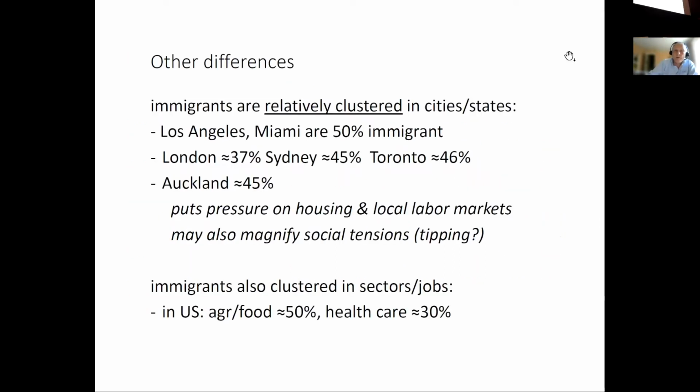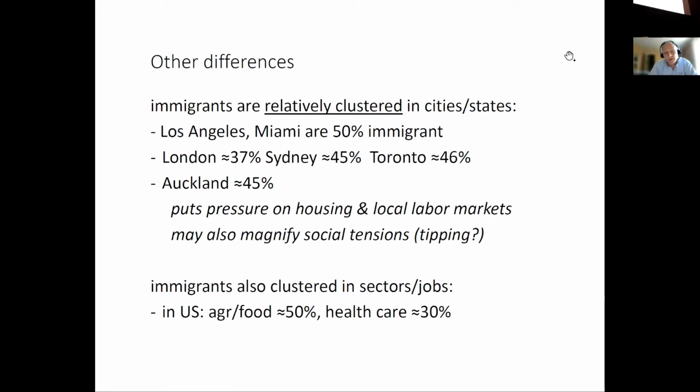Other differences, and this is going to be important, I might have time to talk about it. Immigrants are relatively clustered in a few cities. In the US, Los Angeles and Miami are over 50% immigrant. London's around 37%, London, England. Sydney's around 45%, which is the same as Toronto and Auckland. And those are the major immigrant hubs in the immigrant world. And that tendency puts some pressure on local housing markets and also may accentuate some of the social tensions.